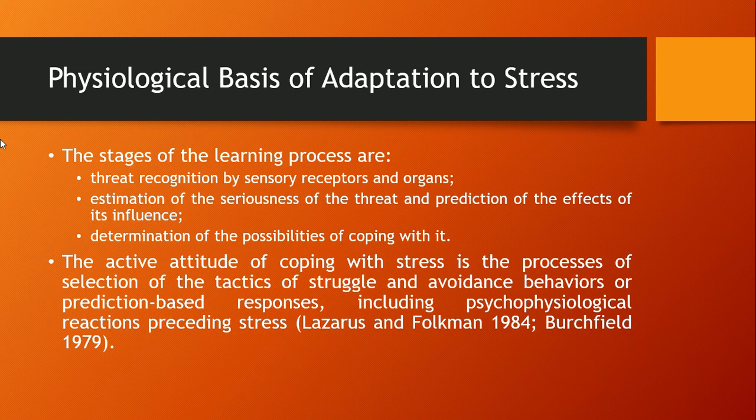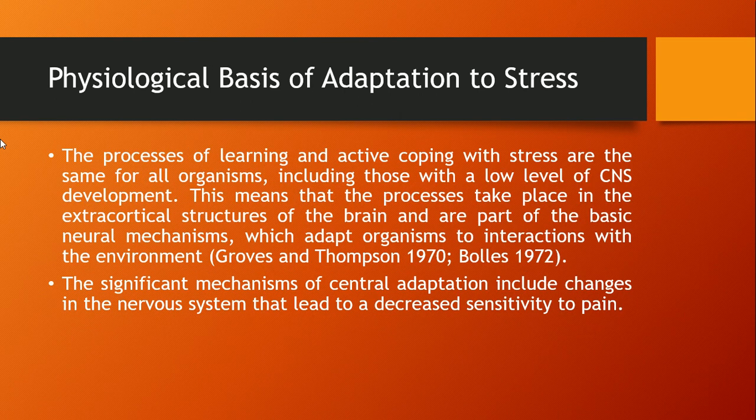And then next is the active attitude of coping with stress, which is the processes of selection of the tactics of struggle and avoidance behaviors or prediction-based responses, including psychophysiological reactions preceding stress. So the processes of learning and active coping with stress are the same for all organisms, including those with a low level of CNS development. This means that the processes take place in the extracortical structures of the brain and are part of the basic neural mechanisms which adapt organisms to interactions with the environment.